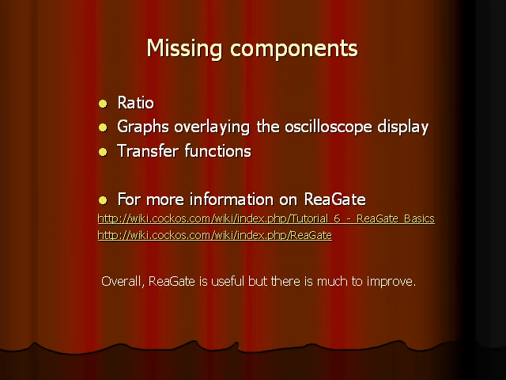And so this concludes our walkthrough of ReaGate. You can see that ReaGate is missing certain important control or visualizing options, such as the ratio control, graphs that overlay the oscilloscope display just like the one Loudon shows in his video lectures, and it's also missing transfer function graphs. So I think that the lack of all these visualizations, especially the graphs, is a major shortcoming of this plugin. For more information on ReaGate, here are 2 websites that you can reference. Overall, I think ReaGate is very useful, but I also think that there is much room for improvement.